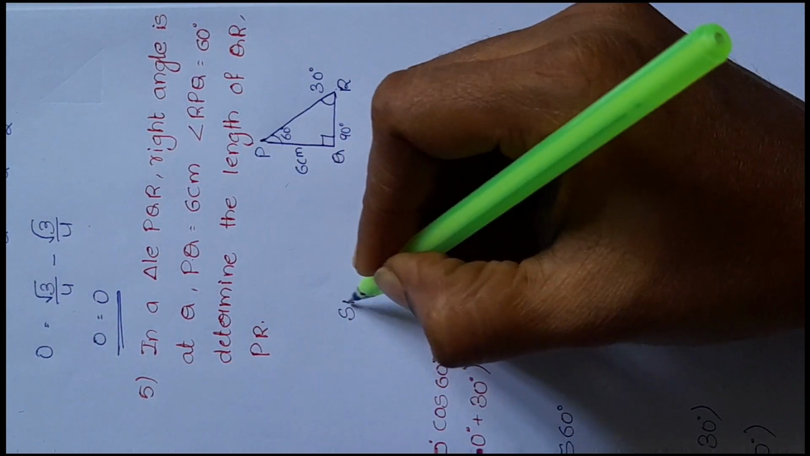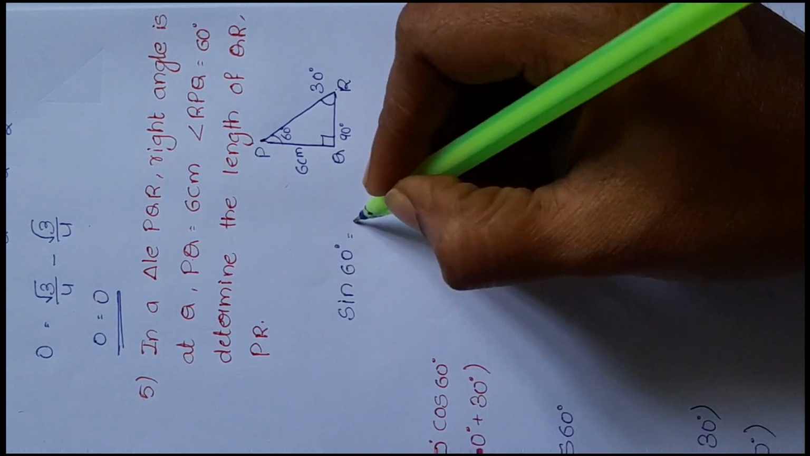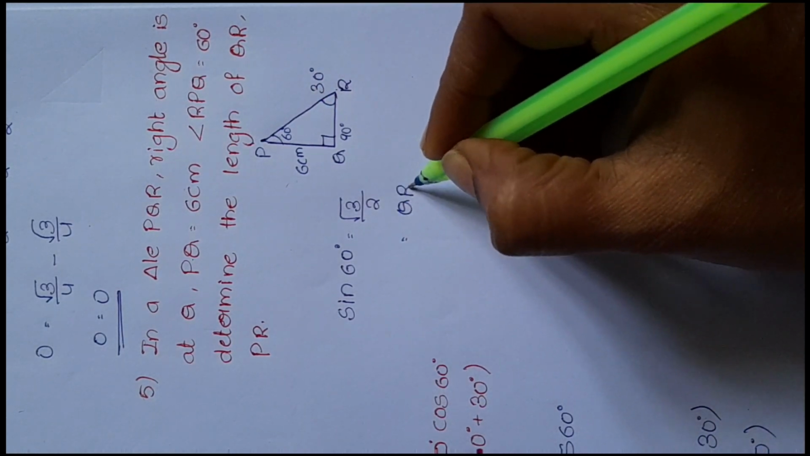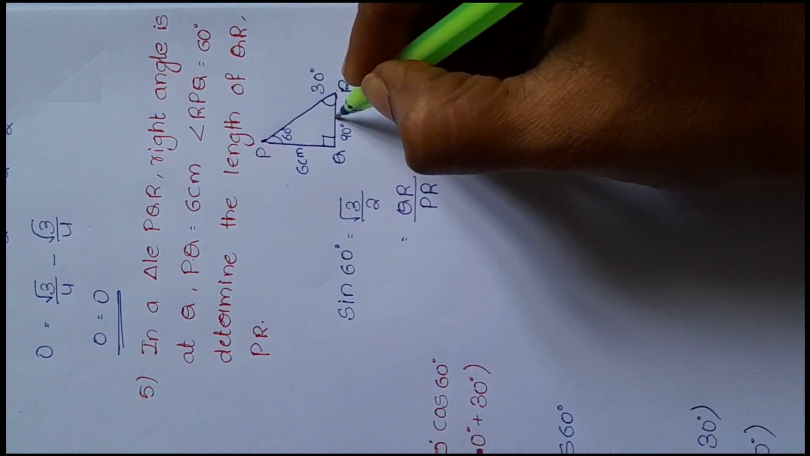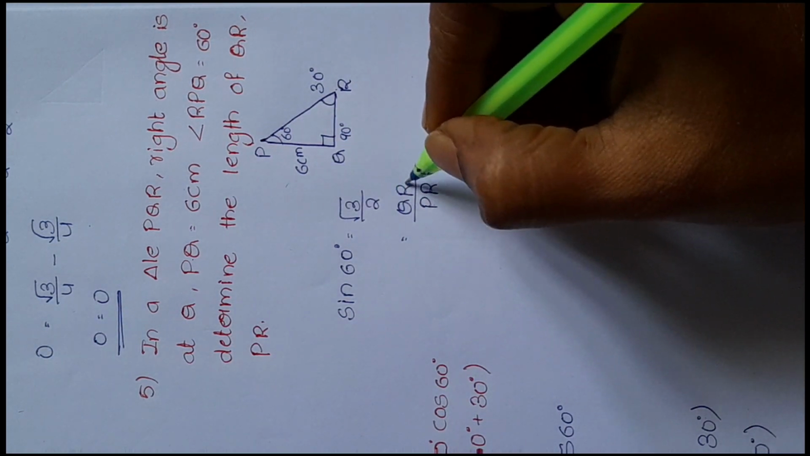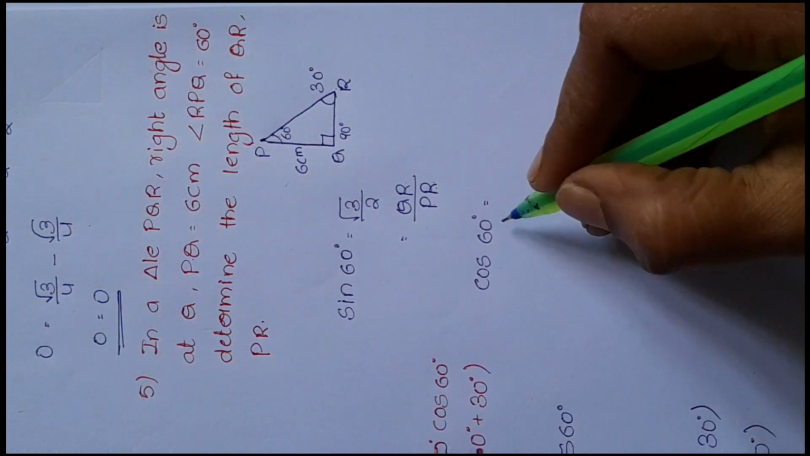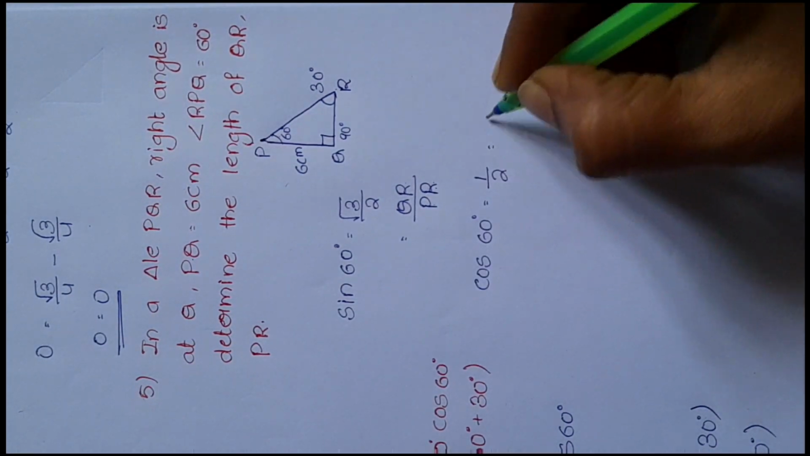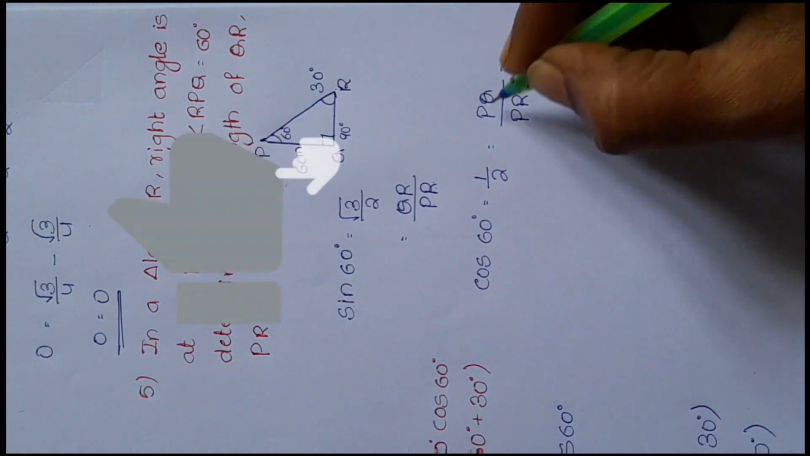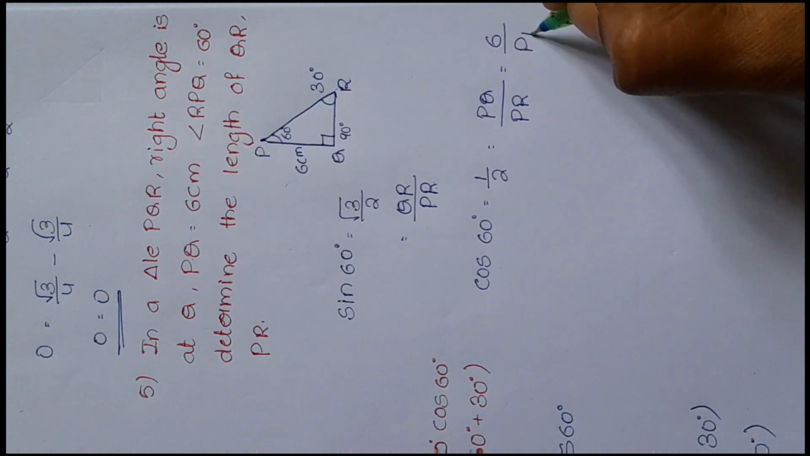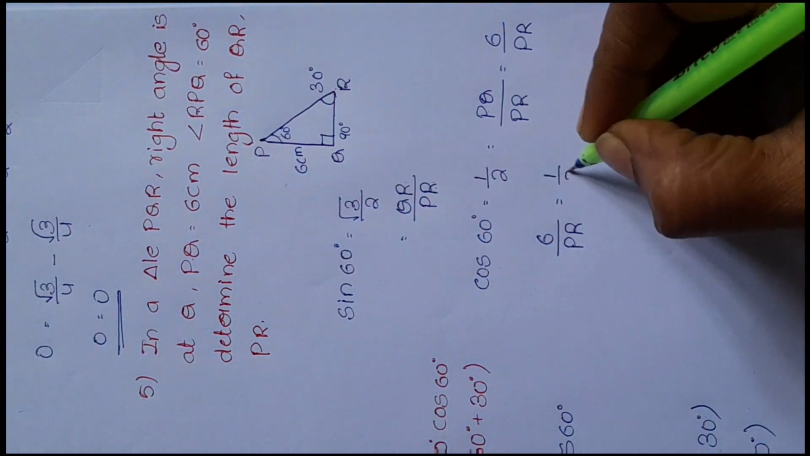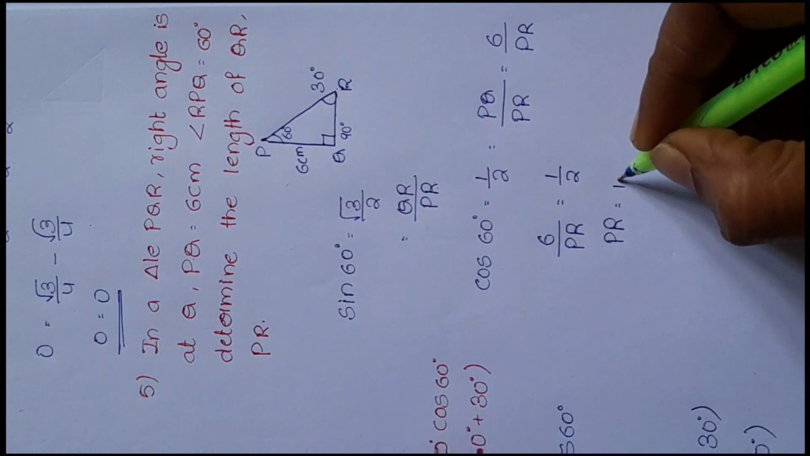Now let us take sin 60 degrees, sin 60 value is root 3 by 2. According to the triangle, sin 60 is QR by PR. That is opposite side by hypotenuse. Now cos 60 degrees value is 1 by 2. This can be written as PQ, that is adjacent side by hypotenuse PR. We know the value of PQ, that is 6 by PR. Now 6 by PR is equal to 1 by 2. From this we can get PR is equal to 12 centimeters.